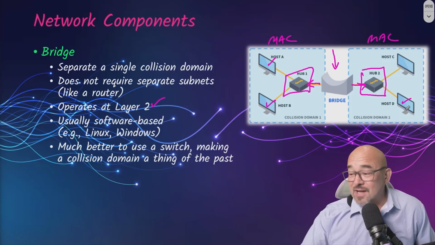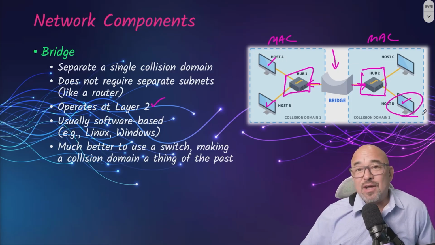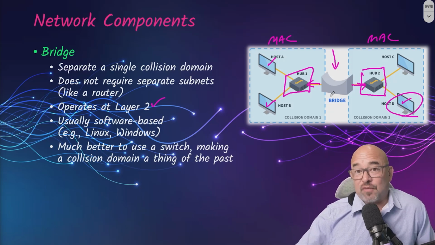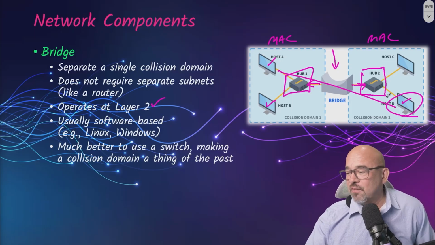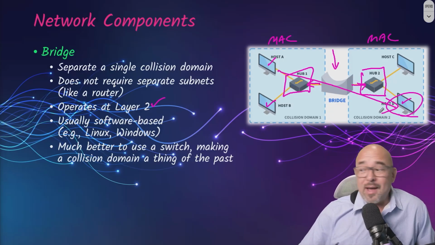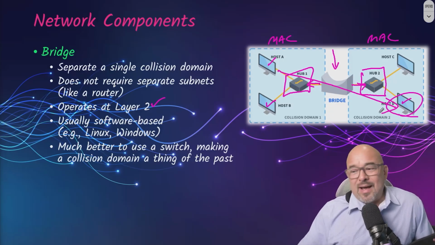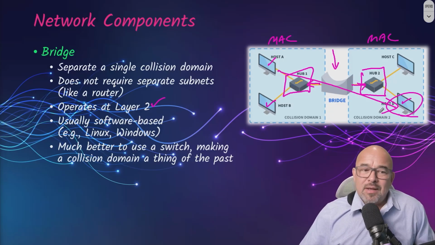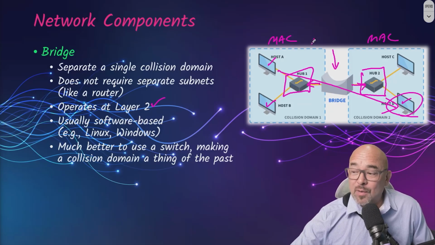However, if host A does need to communicate with host D over here, then again, the bridge knows the MAC addresses for both sides of this communication, and it will recognize that the destination MAC address is on the other side of the bridge. So in that case, it will forward it across that bridge. Now, I also will point out that hubs, as well as bridges, generally speaking, are really only capable of working with networks at 10/100 speed.